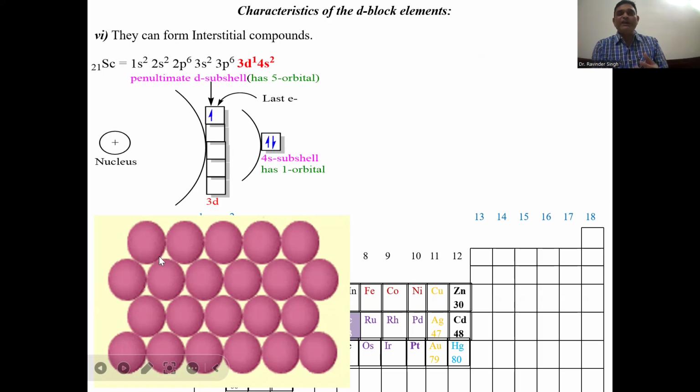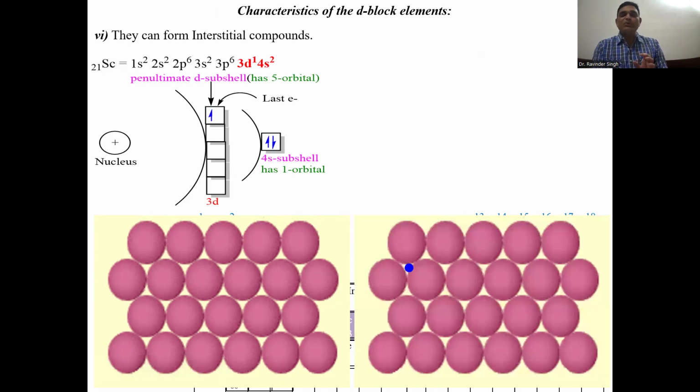The other name of the void is interstitial sites. In these interstitial sites, the small size atoms, which I have shown here in blue, like carbon, nitrogen, hydrogen, can easily fit. The compound formed after placing the small size atoms in the crystal lattice of d block elements is called the interstitial compound.